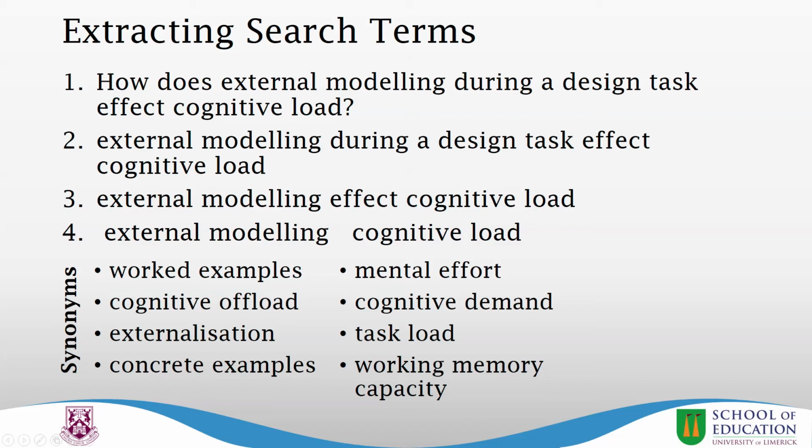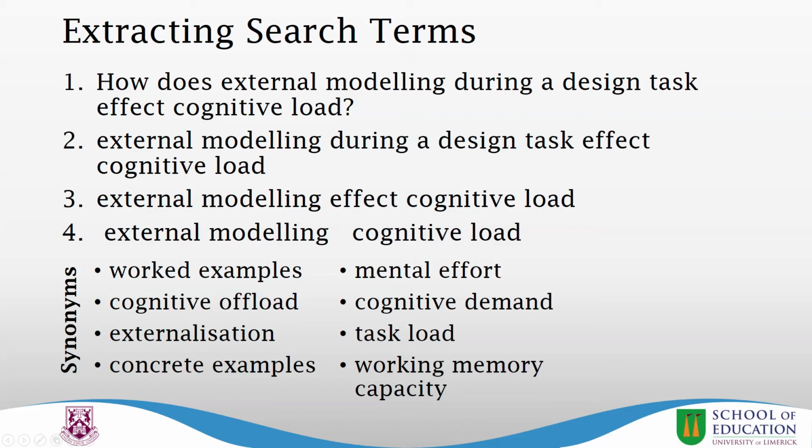So what you do when you're conducting these searches is you don't just use the word that's in your question, because that is just one specific type of terminology for that particular variable. There are other ways that people might describe this. So for example, external modeling can also be seen as worked examples, cognitive offload, externalization, and concrete examples.